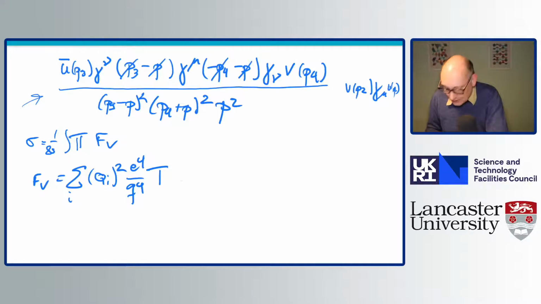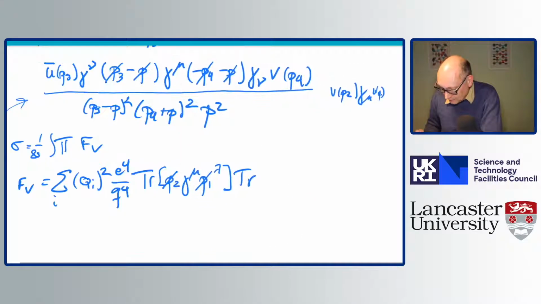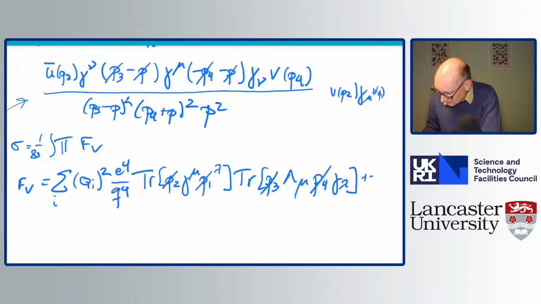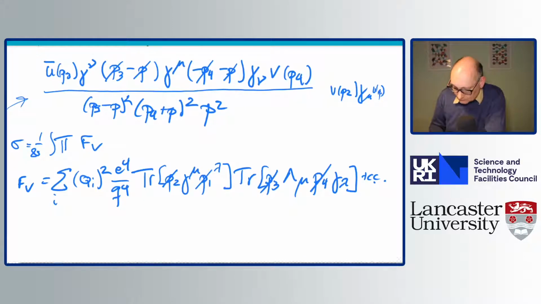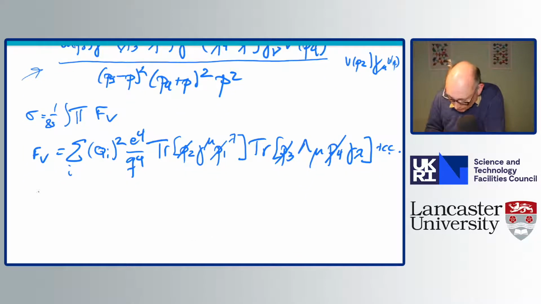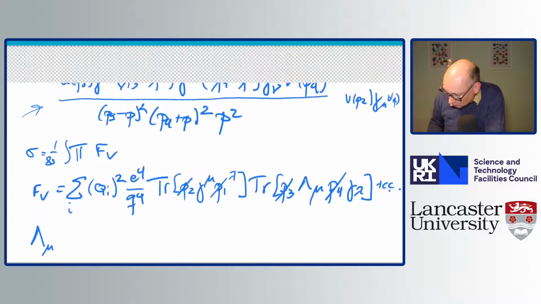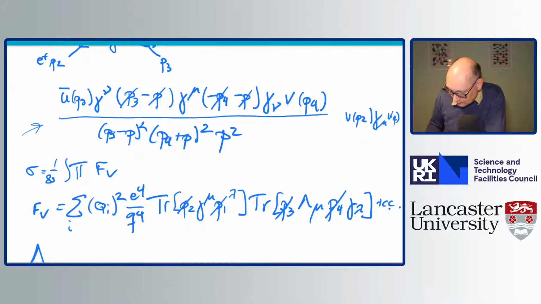So what we will get here is a trace of p2 slash gamma mu p1 slash lambda, and from the quark end of the diagram there will be a trace p3 slash lambda mu p4 slash gamma lambda plus the complex conjugate, and lambda mu here parameterizes all the corrections that we get to the vertex.